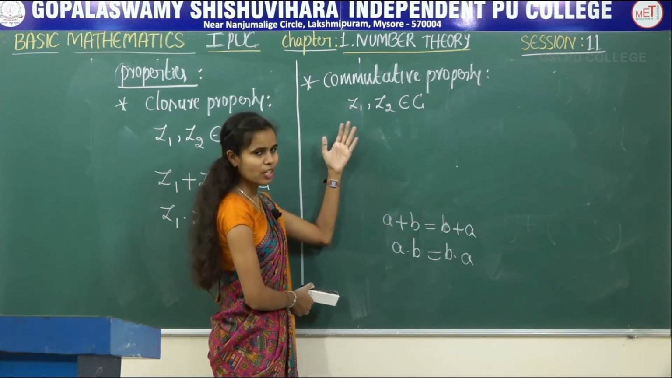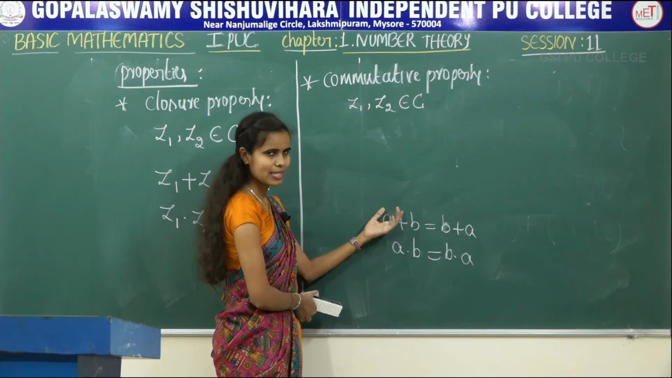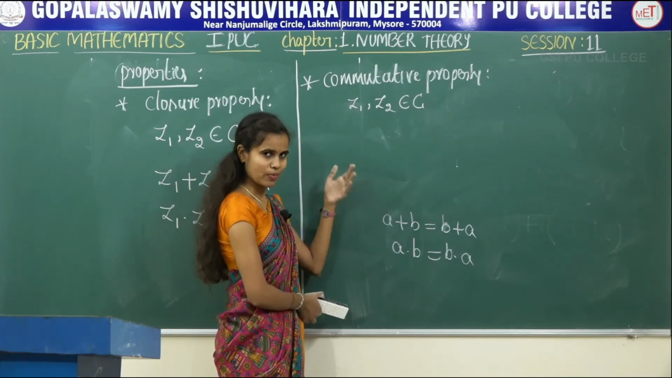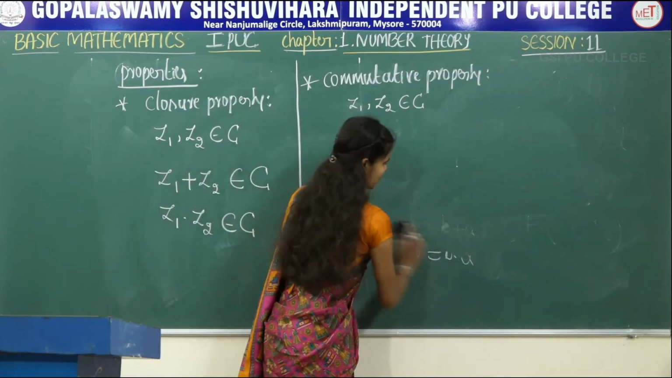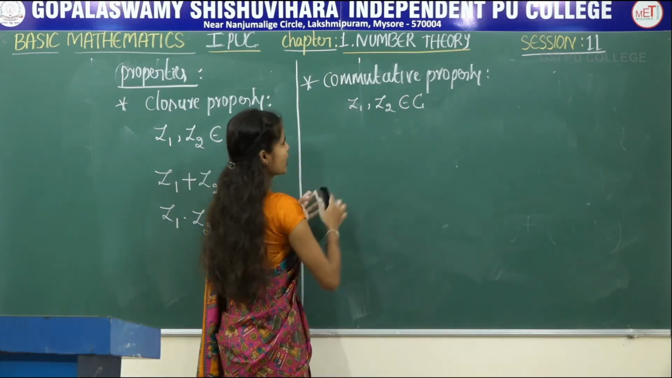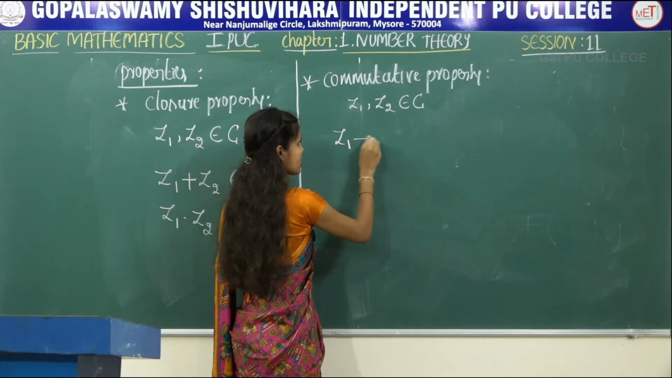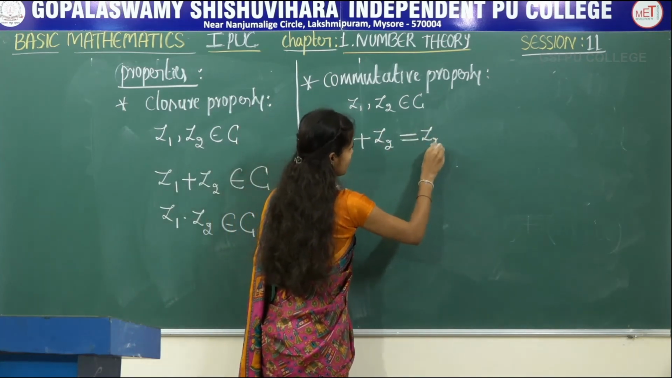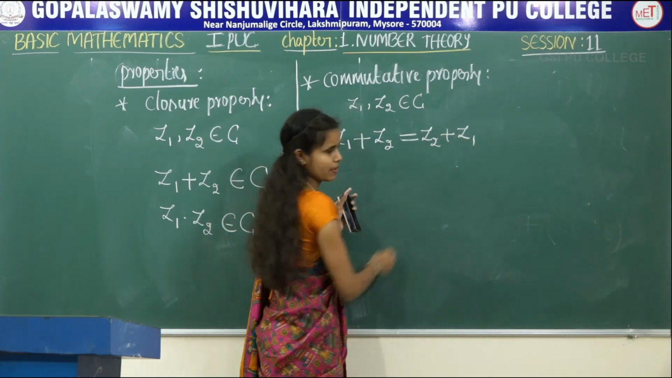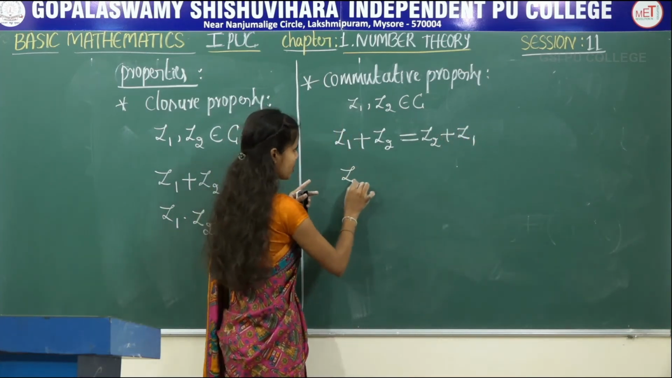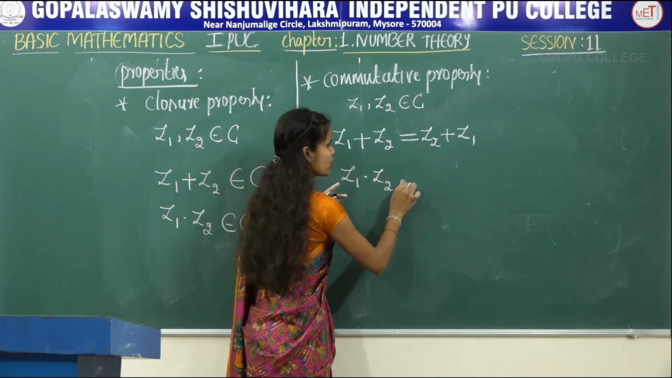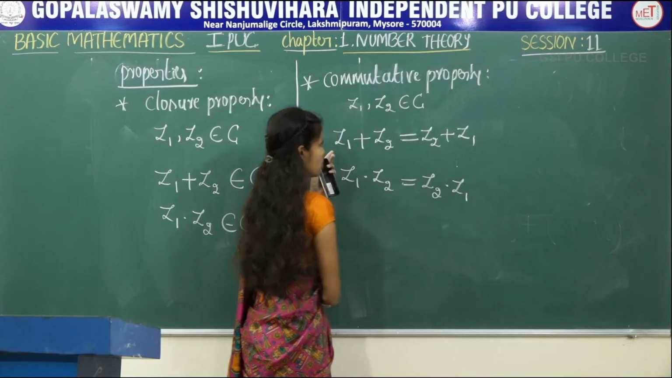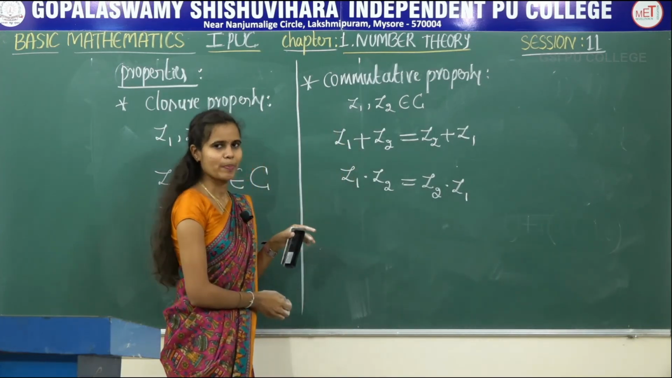In complex numbers, in place of real numbers, consider complex numbers. Complex numbers are denoted by Z, so Z1, Z2, Z3, etc. Similarly, the commutative property means Z1 plus Z2 is equal to Z2 plus Z1 under addition, and under multiplication, Z1 into Z2 is equal to Z2 into Z1. So these two are called the commutative property.